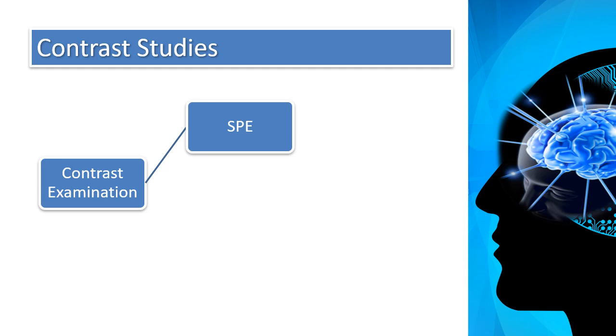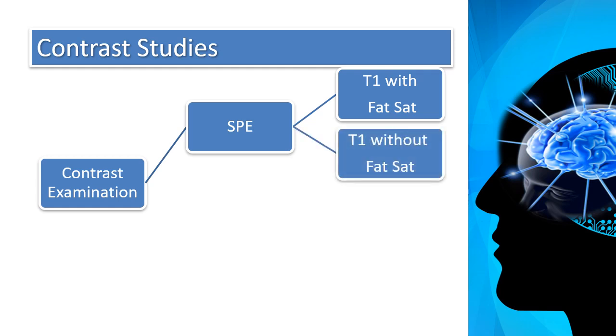The sequence related to the spin echo family is only available with T1 sequence. You can use it with FATSAT or without FATSAT, based on the case scenario. If you have fatty lesions, you may need to suppress the fat signal when you inject the gadolinium. If without fat, you can use it without the FATSAT technique.